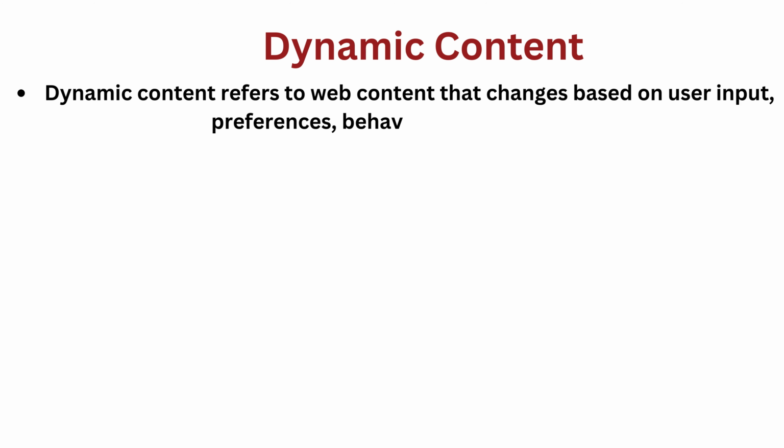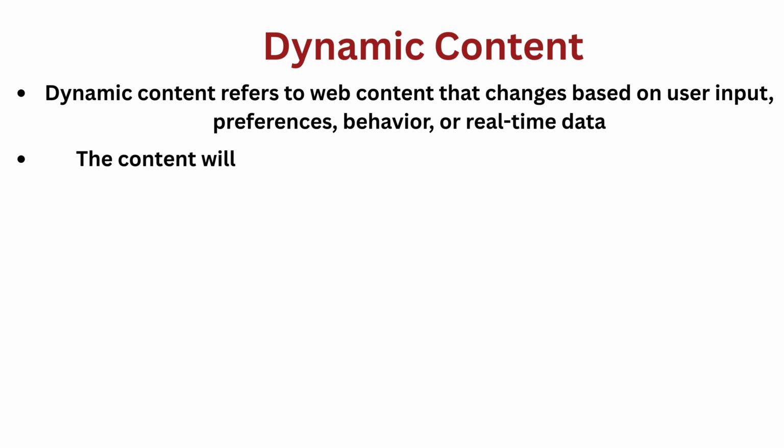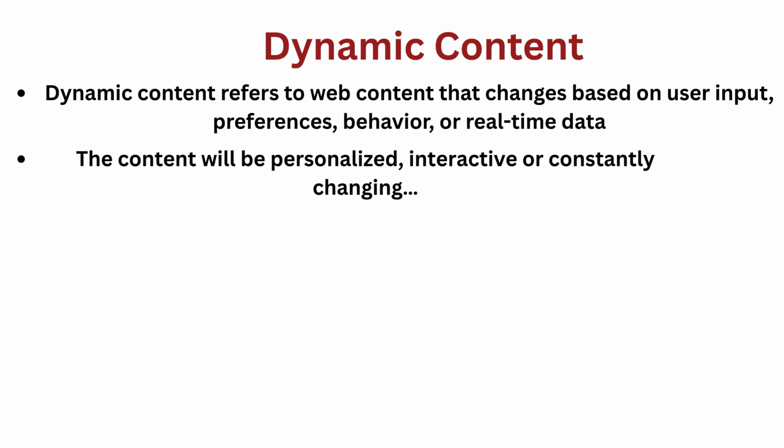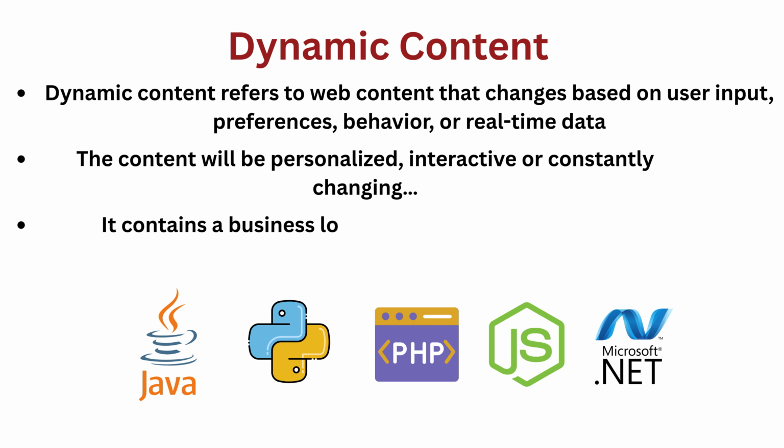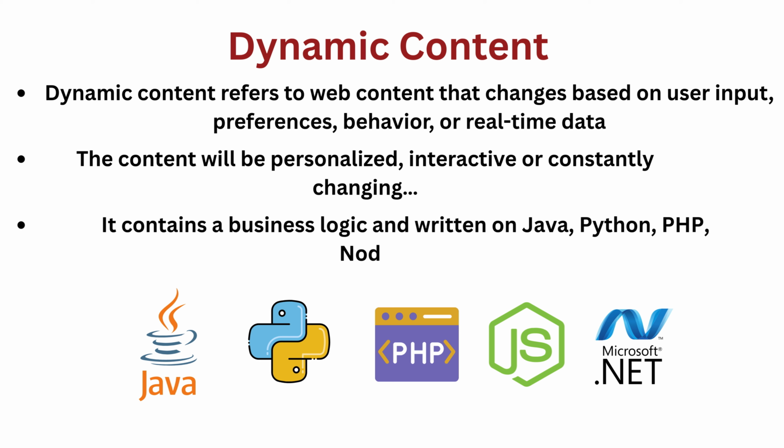Dynamic content, on the other hand, changes based on user input, preferences, behavior, or real-time data. It is personalized, interactive, and constantly changing. Dynamic content includes business logic and is typically written in Java, Python, PHP, Node.js, or .NET.